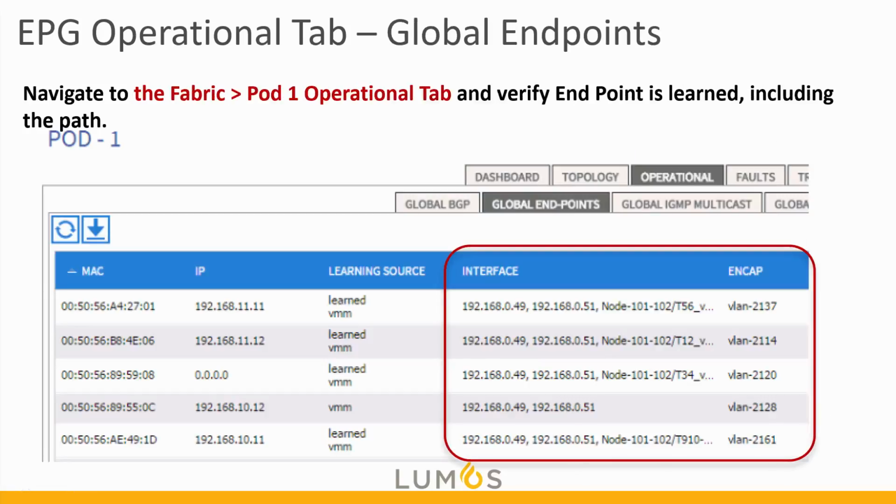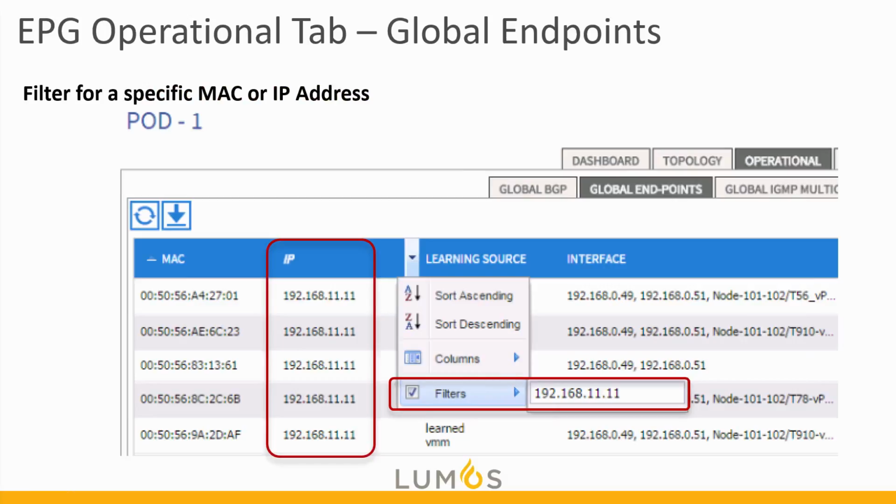So also, we can take a look at what the proxy or the spine proxy tables hold. So really what the entire fabric sees, rather than just a particular leaf or a particular EPG. So we can go up to the Fabric tab, up to Pod 1, Operational tab, as we can see here, and take a look at the global endpoints. And we can see all the mappings, the VLAN encapsulations or VXLAN encapsulations, how they were learned, the IP addresses if they're there, and the MAC addresses. We can also, as we talked about earlier, filter for a particular IP or MAC to make it very easy to see where that device lives.